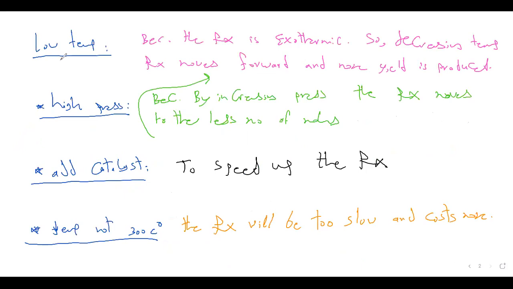Why are we using low temperature, high pressure, adding catalysts, and temperature not lower than 450? Low temperature, because the reaction is exothermic, so by decreasing temperature, the reaction moves forward and more yield is produced. High pressure, because by increasing pressure, the reaction moves to the less number of moles, so it moves forward and more yield is produced. Adding catalyst to speed up the reaction. Temperature not lower than 450, because the reaction will be too slow and costs more.